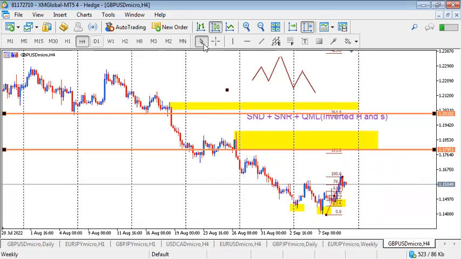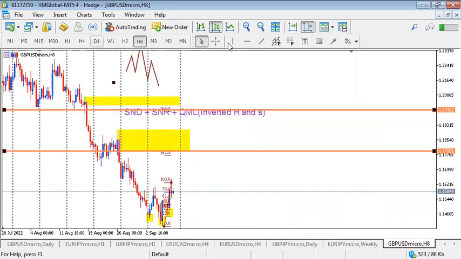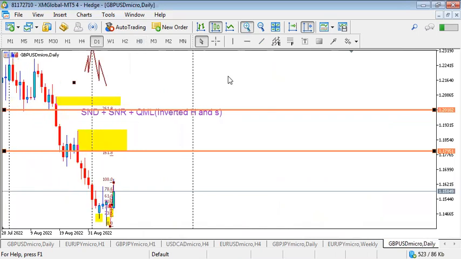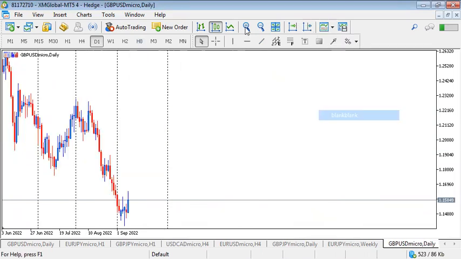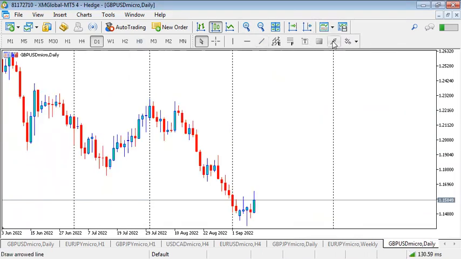Let's go to the 8-hour. Okay, let's go to the daily. Maybe you can see clearly there. Good. So let's go to the blank chart. Daily. This is very clear. We have a drop, base, drop. Good. So this other block right here is most likely going to be the target.